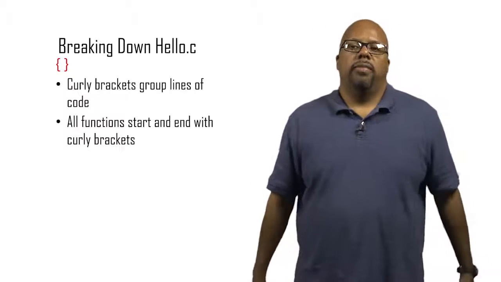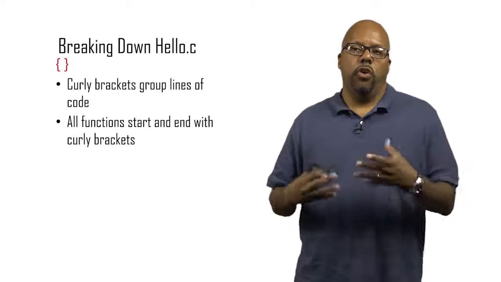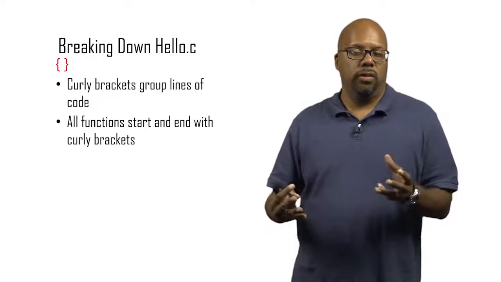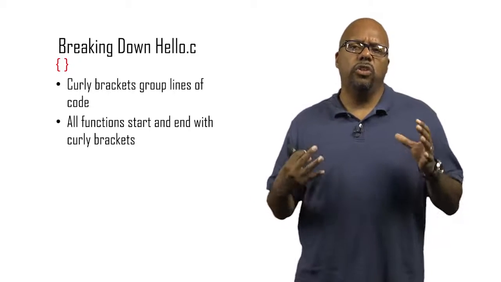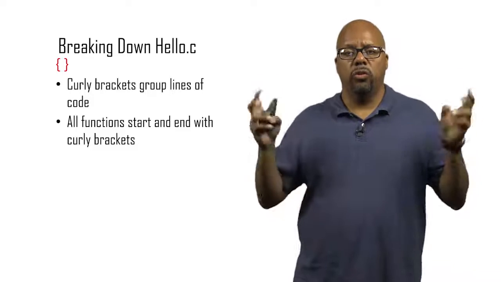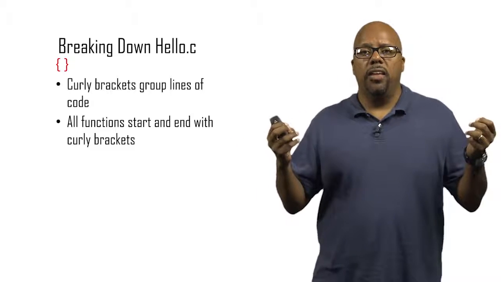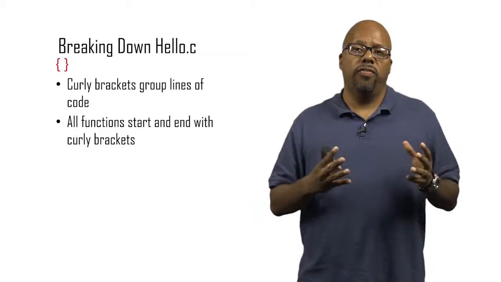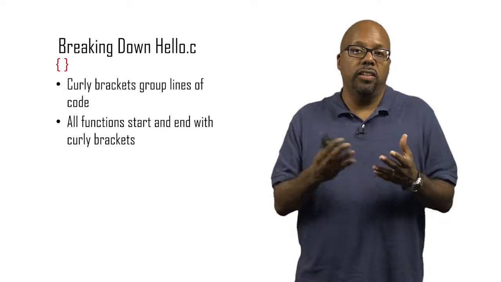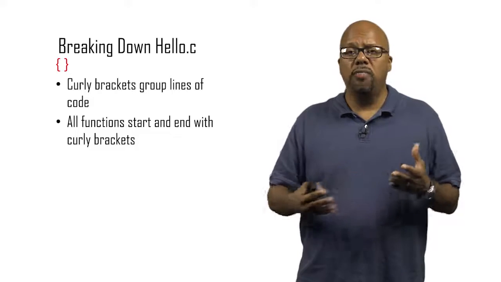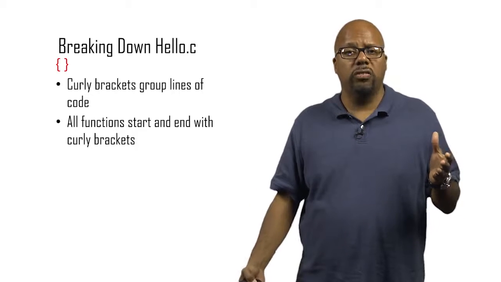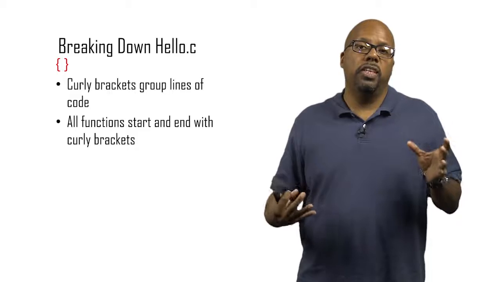Now, curly brackets. After main, there's an open curly bracket, then a little code, and then a closed curly bracket. Curly brackets are used to group statements together into what are called scopes. If there's a function, like main, it's a list of instructions. In our case, it's one instruction, but you could have many instructions inside your main function. All of them have to be grouped together in curly brackets.